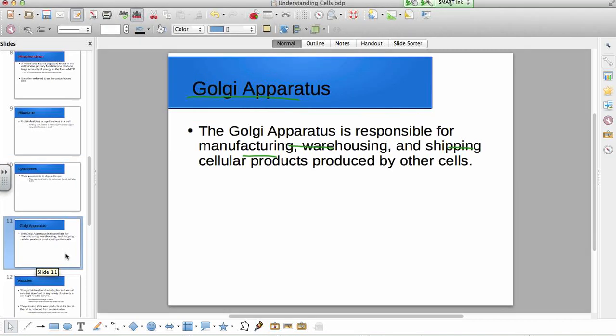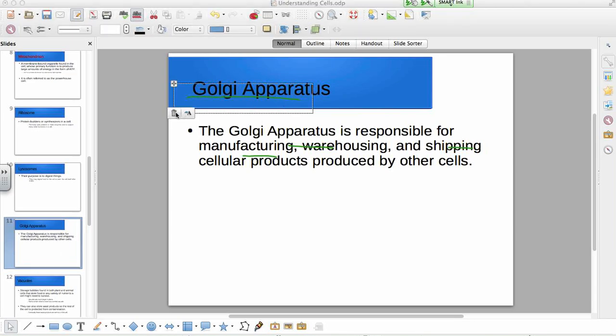Okay, the next thing is going to be the Golgi apparatus. What the Golgi apparatus is going to do is manufacture and warehouse and ship all the cellular products. Remember, our body is like a factory. And we've been talking about lysosomes and nucleus and mitochondria and the smooth endoplasmic reticulum and the rough endoplasmic reticulum, right? These are all departments in the factory. If you go to a factory, everything has its departments.